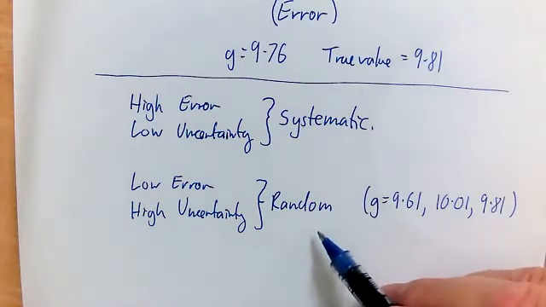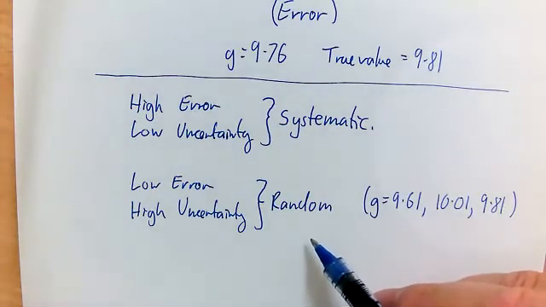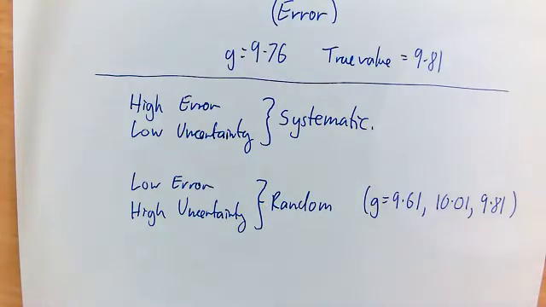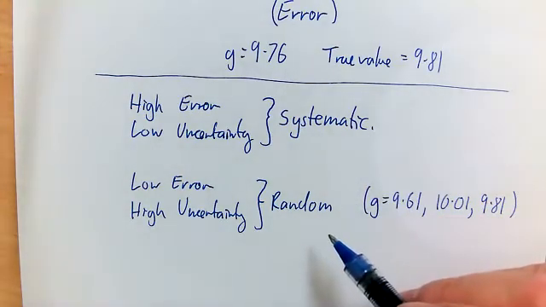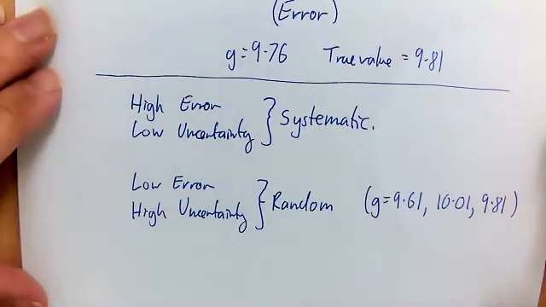It'd be an accurate measurement of G, but there'd be a high level of uncertainty. That random error is usually due to something not being consistent throughout an experiment, or by doing measurements manually. Okay, so for example, if you're doing G by free fall, timing with a stopwatch. So that's two things to look out for, is the difference between precision and accuracy.